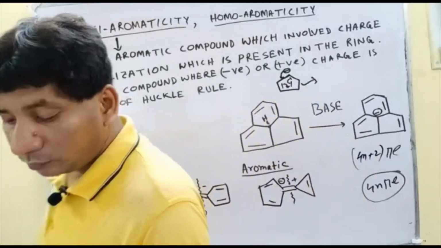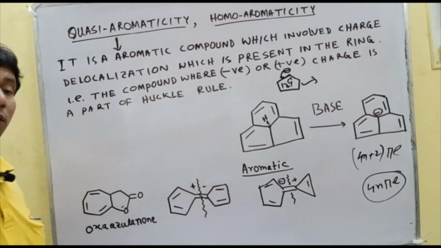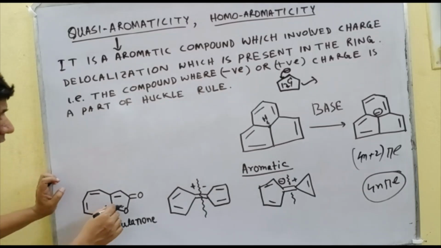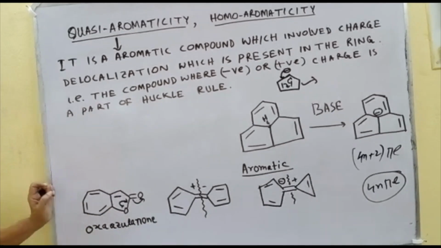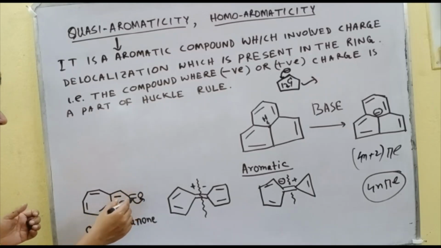Okay, so what is this? This is oxoanilinone, there is a bond. So this is also an aromatic compound. This is also an aromatic compound. How? This can participate in delocalization, or this can participate in this way.